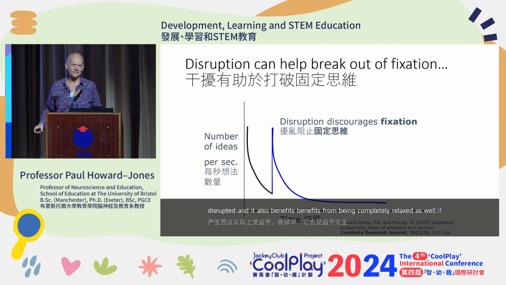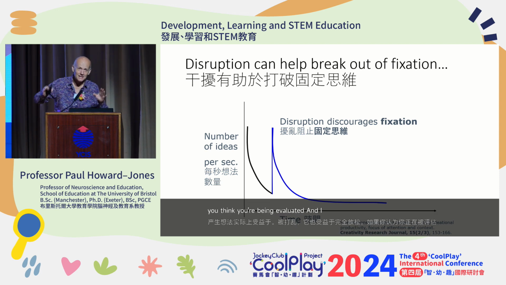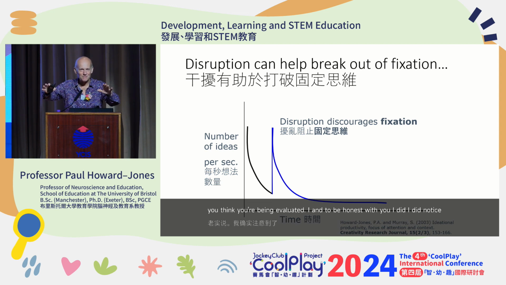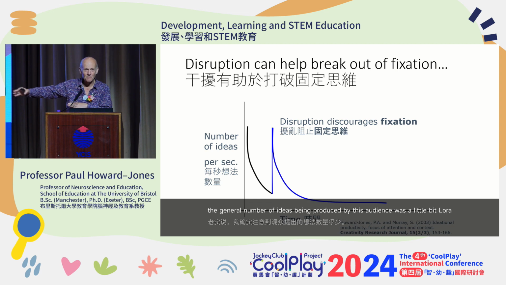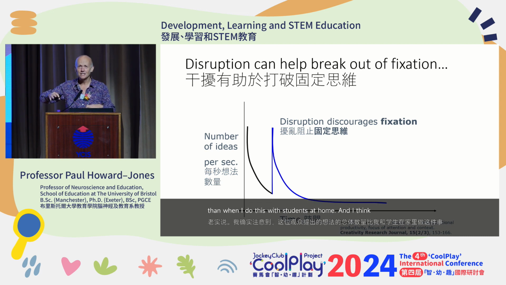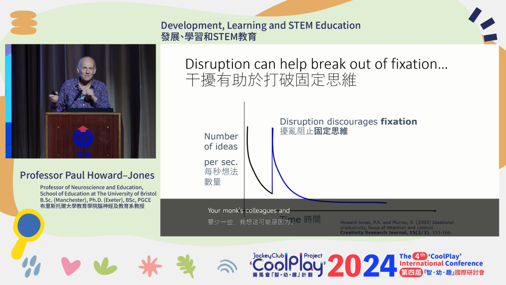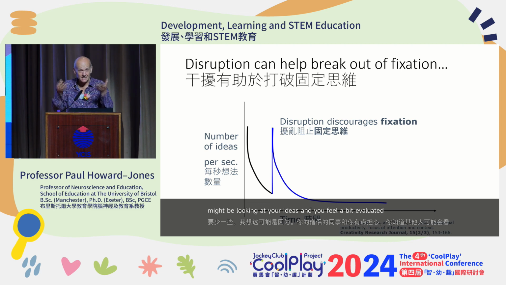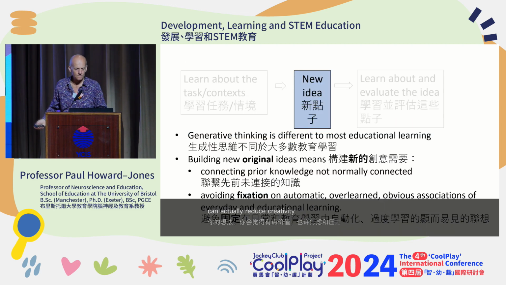If you think you're being evaluated, and to be honest with you, I did notice the general number of ideas being produced by this audience was a little bit lower than when I do this with students at home. And I think that's probably because you're amongst colleagues and you're a bit worried that other people might be looking at your ideas and you feel a bit evaluated maybe. So anxiety and stress can actually reduce creativity.